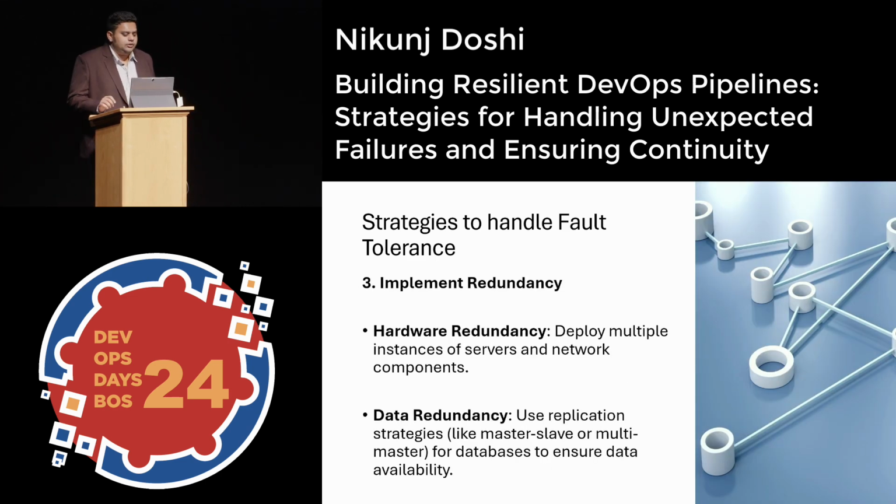Then implement redundancy: hardware redundancy and data redundancy. For hardware redundancy, we could deploy multiple instances of servers and network components. For data redundancy, we could use master-slave or multi-master databases to ensure data availability. Most of us would have designed this in our day-to-day scenarios, or come across it in Kubernetes or container deployments. Same thing when designing architecture: we have to ensure that we always have n number of nodes, it could be an odd number of nodes.